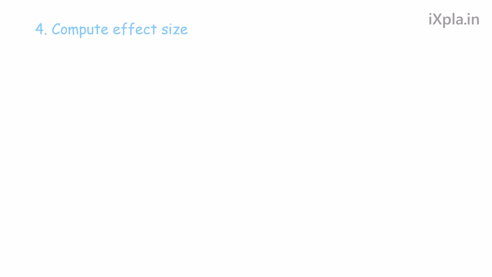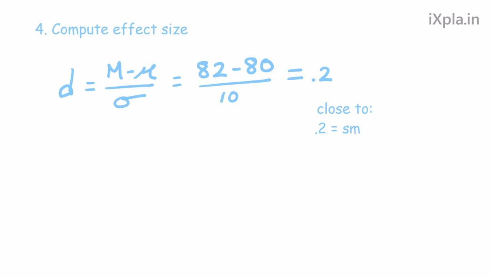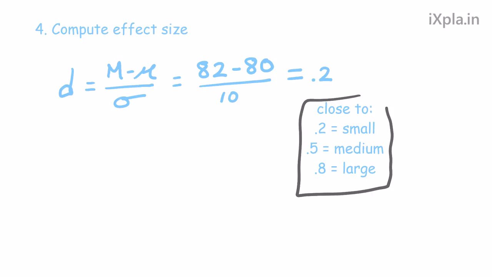The next step is to compute the effect size. We use this equation. We plug in the numbers, do the math, and we get a 0.2. And then we always use these cut lines to interpret the d. We got a 0.2 exactly, so that means that this is a small effect.